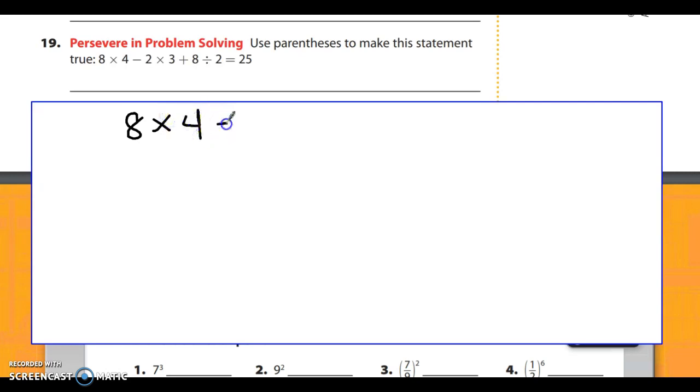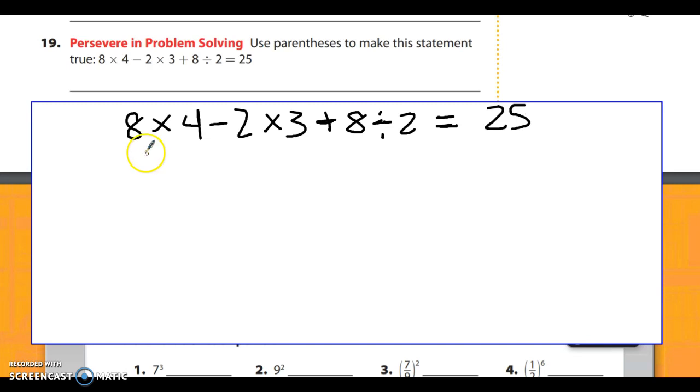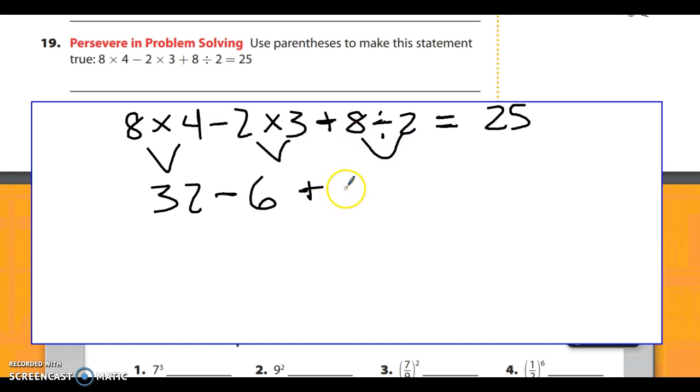So what we do is we put all these operations out, and we still have to follow the order of operations, but what we need to do is figure out what could make this 25. So I'm going to try and solve this with no parentheses. If I do 8 times 4, I get 32. And then I've got minus, and then I do 2 times 3, that's 6. And then I bring down my add, and then I do 8 divided by 2, which is 4. And if you do 32 minus 6, you get 26. And 26 plus 4 is 30. And it's not 25. And I need to make 25.